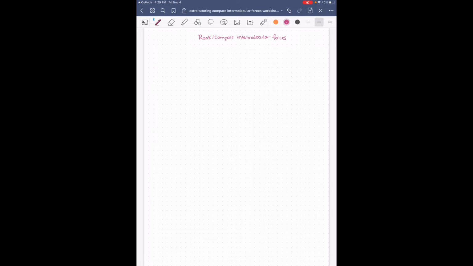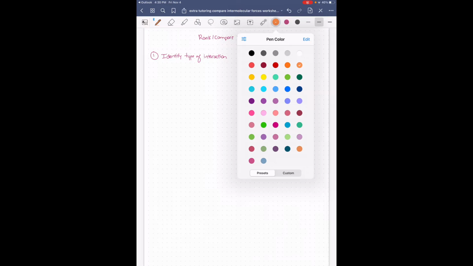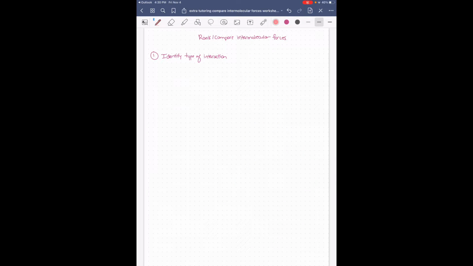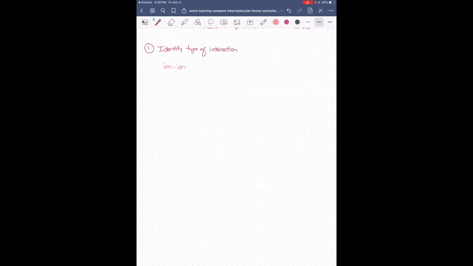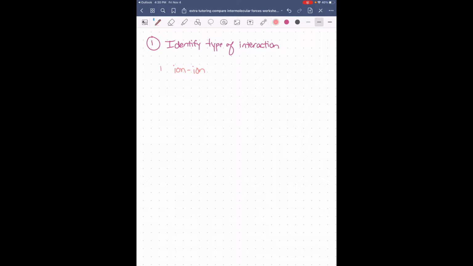So, in general, our first step is to identify the type of interaction we are seeing. When we identify the type of interaction, what kind of examples do we have? We'll go from strongest to weakest. So we have ion interaction. We have ion dipole. We have dipole.